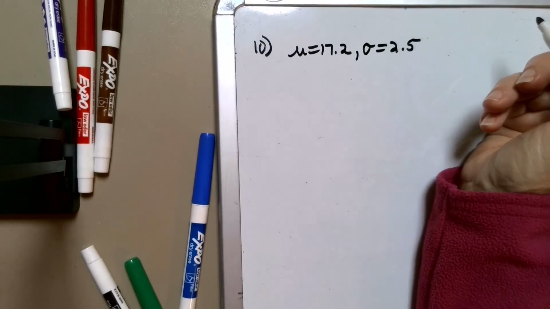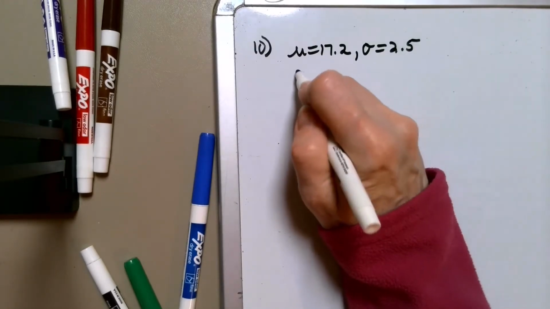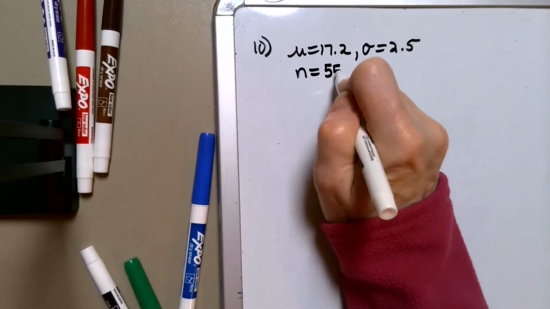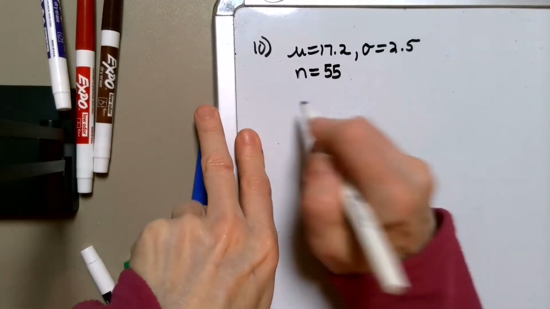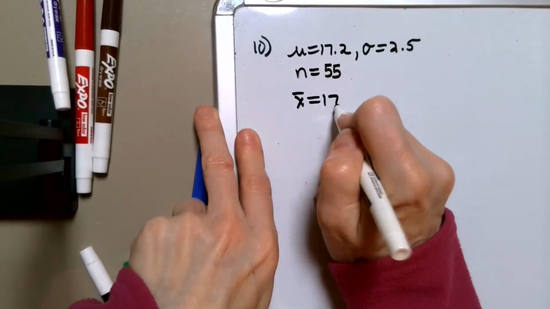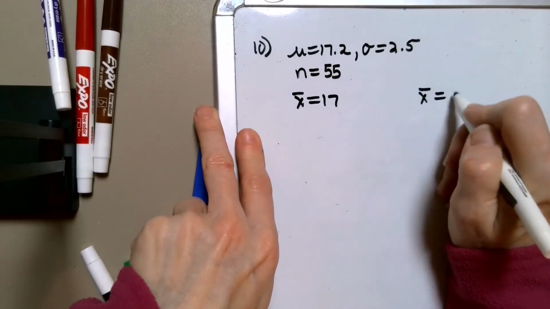Find the probability that the mean of a sample of 55 families. So now we have a sample of size 55, that the mean of the sample will be between 17 and 18 pounds. So we have two sample means, 17 and 18.